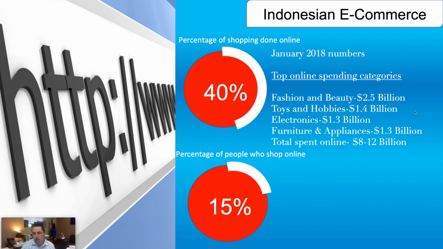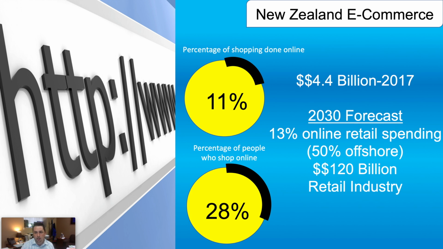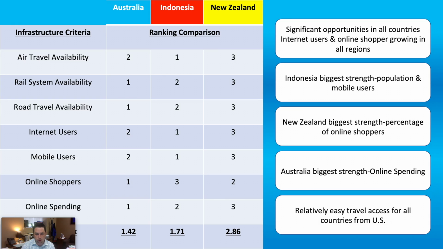Total industry is estimated to be about $8 to $12 billion. In New Zealand, they are currently at about $4.4 billion as of 2017. They're expecting as of 2030 that it's going to be a $120 billion industry, though, expecting significant growth. You can see that only 28% of people in New Zealand shop online. About 11% of the total shopping is done online. Overall, I think Australia has the most stable infrastructure here. Indonesia, just because of their population, I think you can't discount them, but their infrastructure is probably not as stable overall as New Zealand. They've just got so many people, and in contrast to that, New Zealand has a much smaller population.